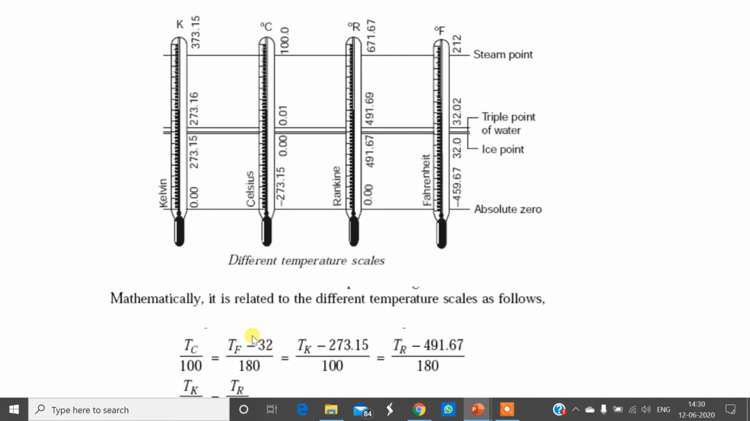In Fahrenheit scale, freezing point is 32. Therefore, TF minus 32 equals TK minus 273.15, where TK is the temperature in Kelvin and 273.15 is the freezing point in Kelvin scale, divided by 100. Why is it 100? Because Kelvin scale is divided into 100 parts. This equals temperature in Rankine minus 491.67, which is the freezing point of water in Rankine scale, divided by 180 because Rankine scale is divided into 180 parts.